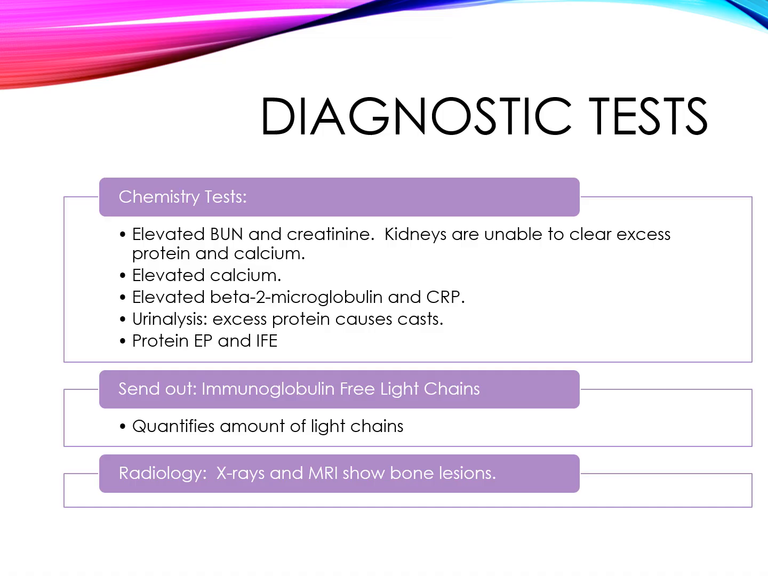Urinalysis is going to show excess proteins, and it may show casts because of the protein matrix that make up casts. We're going to talk about that in our next unit of urinalysis and body fluids. We are going to have that M spike in the protein electrophoresis, and then in the immunofixation electrophoresis, we're going to see which monoclonal gammopathies we have. And then last but not least, we're going to send out the immunoglobulin free light chains.